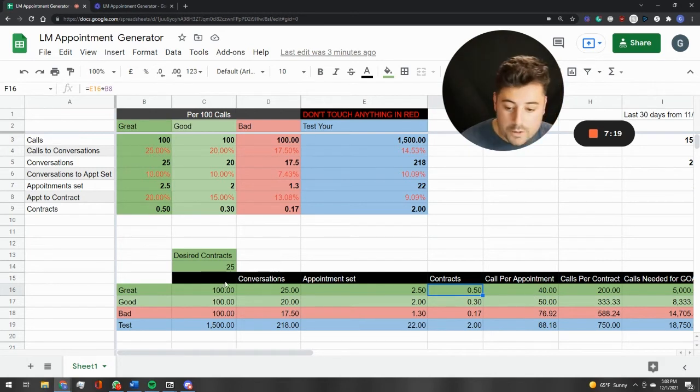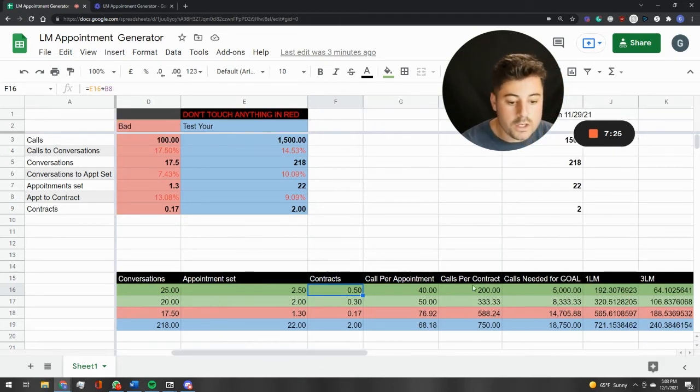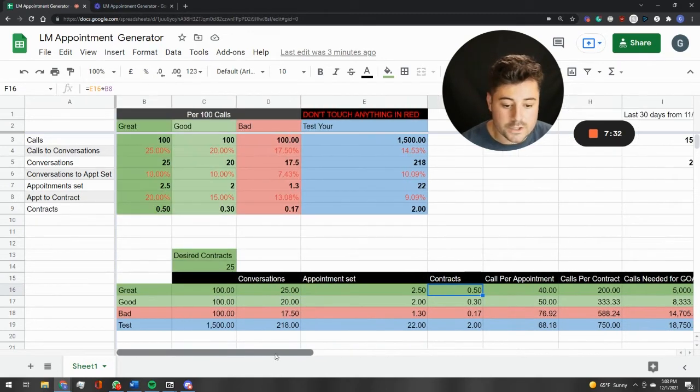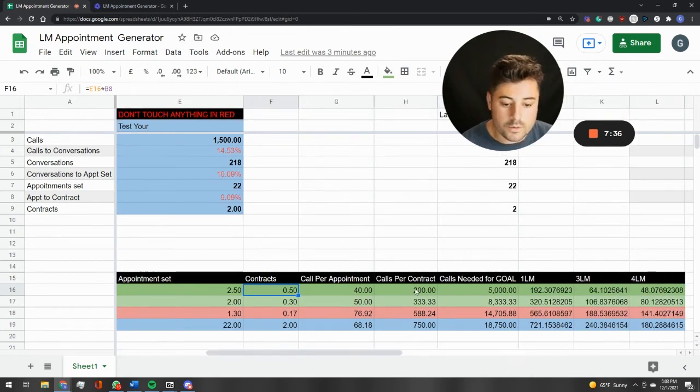Well, if we know 100 calls will get us 2.5 appointments, that number would be 40 calls per appointment. Well, if we know based on our numbers here that we only get half a contract with 100 calls, then 200 calls would equal a contract, right? So all this is put in here.